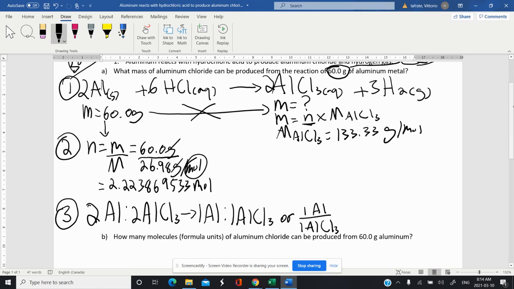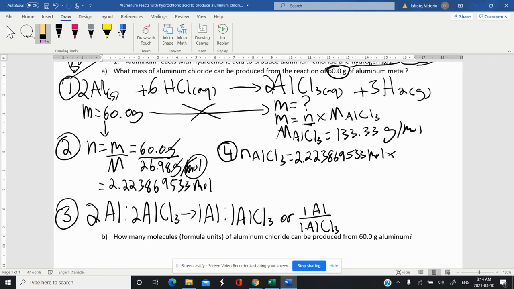So our fourth step is to now use the moles of aluminum to find the moles of aluminum chloride. And so we're going to go ahead and do that. We're going to take our moles of aluminum, which was, so moles of aluminum chloride is equal to the moles of aluminum, so 2.223869533 moles times, and you know what, I'm going to put moles of what, because I'm going to show you unit cancellation, so I just want to be specific here and put which moles I'm discussing.